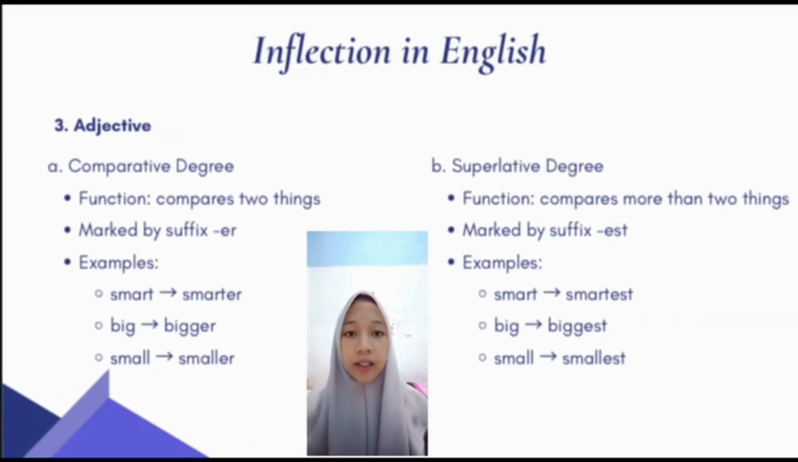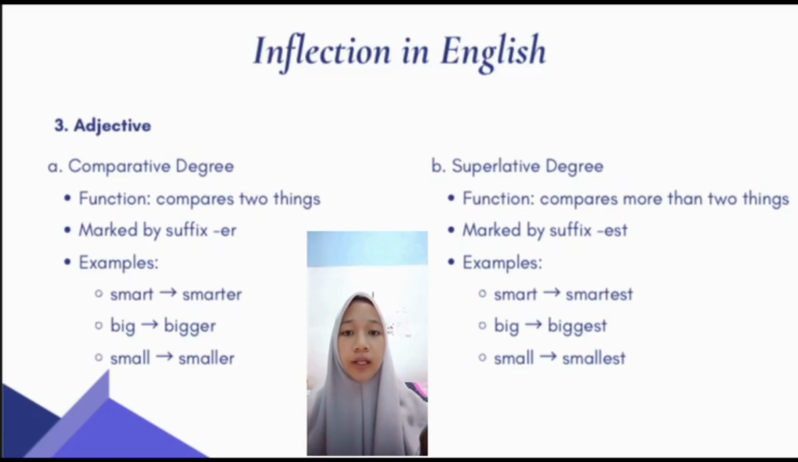Okay, the next point is inflection in adjectives. Adjectives in English are inflected to show comparison. The comparative degree is formed using the suffix -er. For example, smart becomes smarter, big becomes bigger, and small becomes smaller. This form is used when comparing two things.